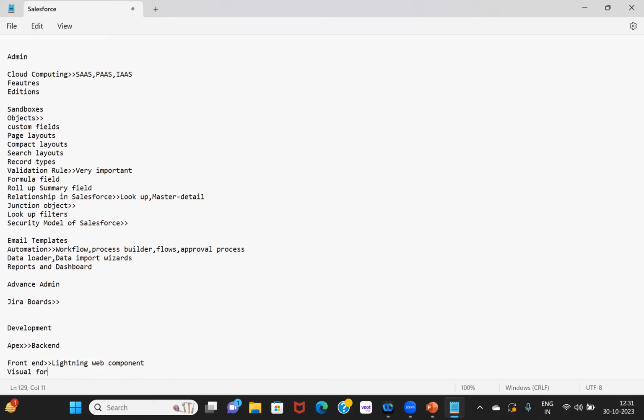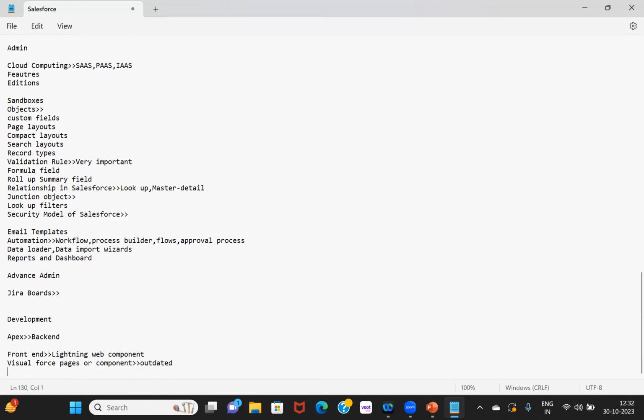Visualforce pages, or Visualforce components, we can say. This is an outdated topic. Even if some work is still there on this topic, it is outdated. So even if you don't know this topic, that is fine for you. We are going to explain some components, but if you are not able to learn this topic, that is fine, because it's outdated. But Lightning Web Component is important, and it is also a component that comes on the front end. For this topic, we're also going to cover the introduction.